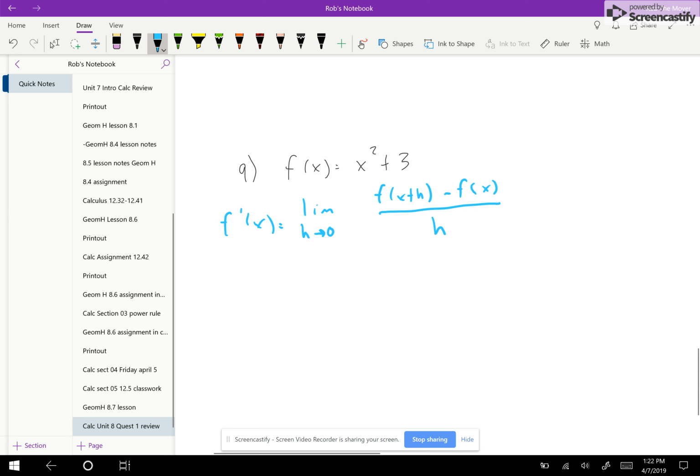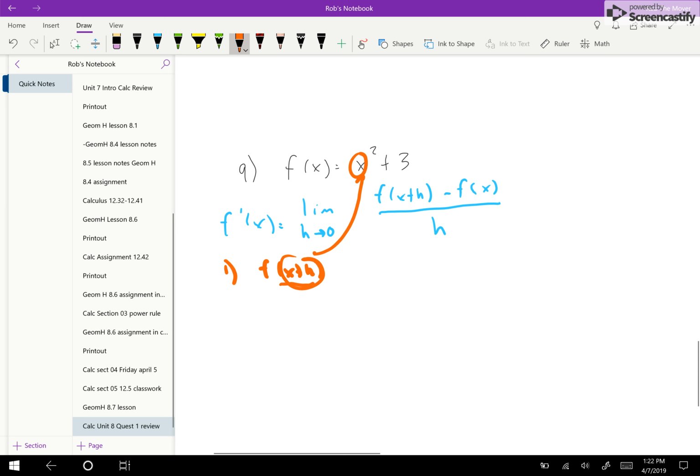Now, our first step has always been to find f of x plus h. This is the hardest part. Okay? F of x plus h means I'm plugging in x plus h in for x in my formula. Okay? So that x squared now is not just x squared, it's x plus h squared. And I'm adding 3 at the end because that's what the formula for f of x is. Okay?